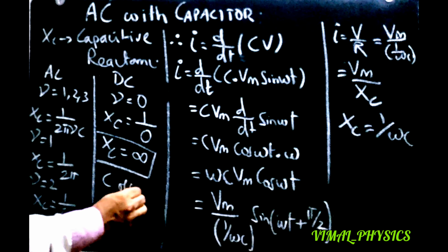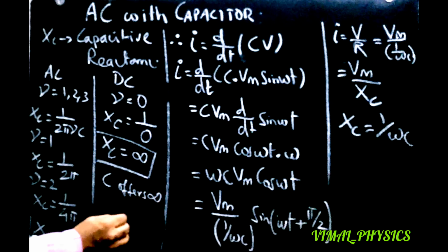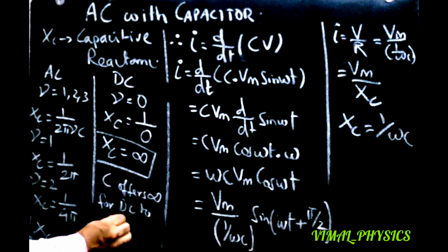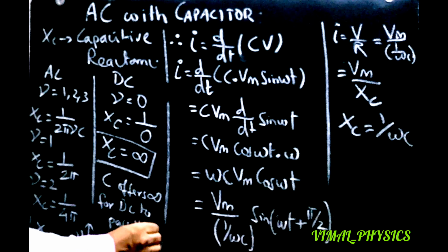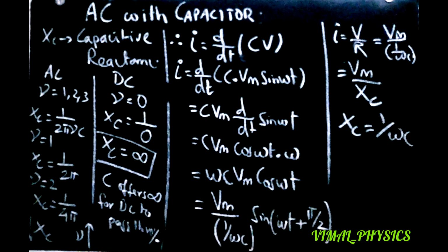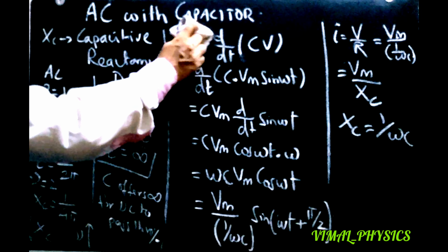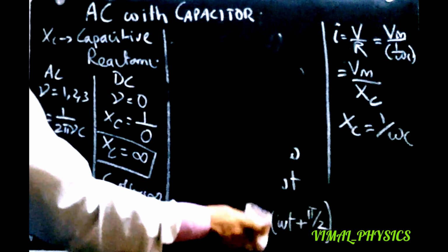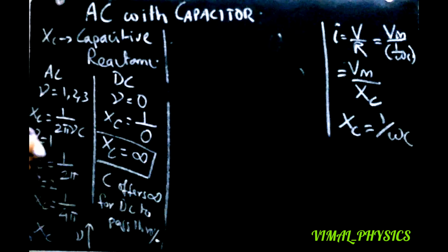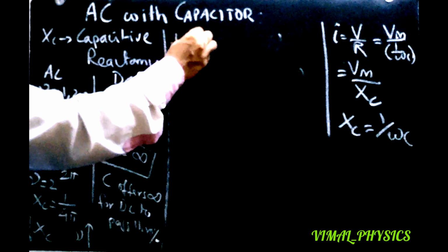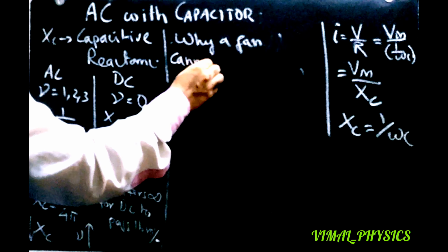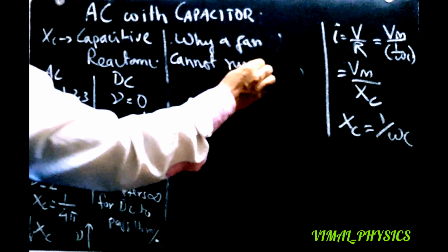That means the capacitor offers infinite resistance for DC to pass through. So this could be the example of why a fan cannot run under DC current. A ceiling fan can run only under an alternating current. So that is the example. If it is asked in the exam, you can just clarify it. A ceiling fan can run only in AC, not in DC. That can be explained here.